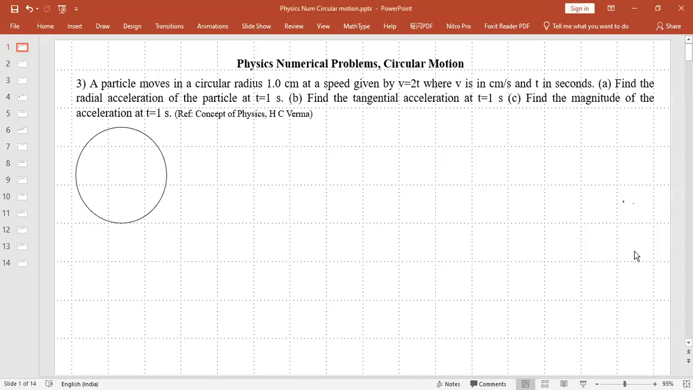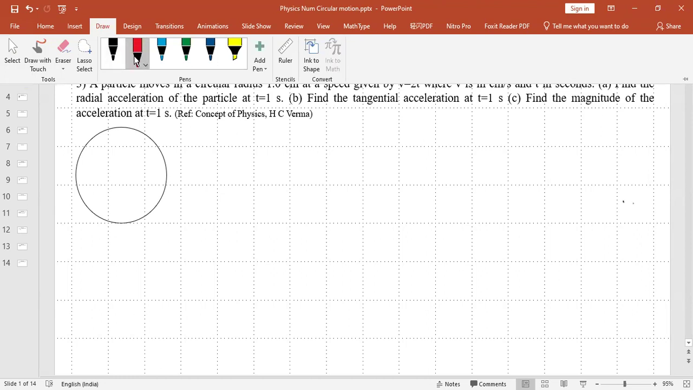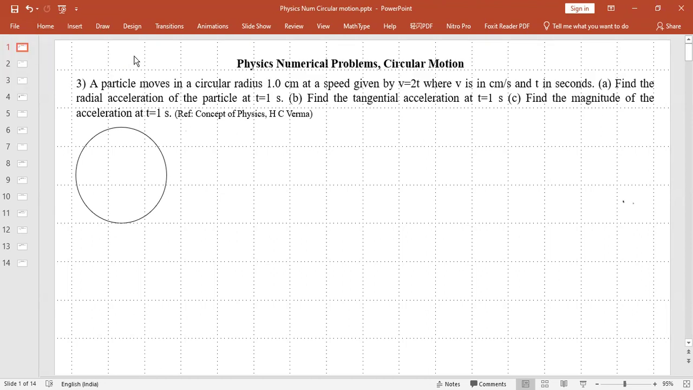Let's try to solve this problem of circular motion. The problem says that a particle moves in a circular radius of 1 centimeter. So I have already drawn a circle. Its radius is 1 centimeter.